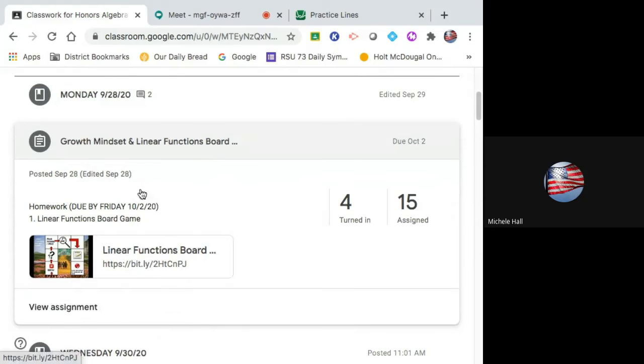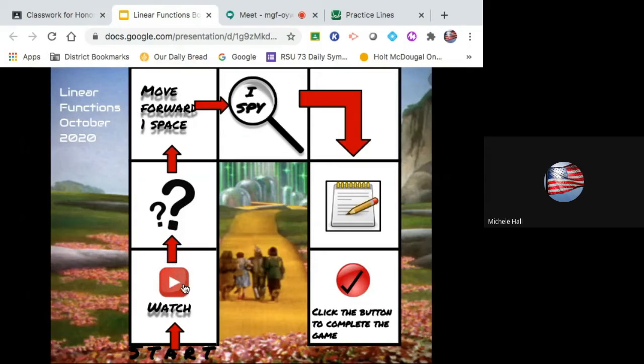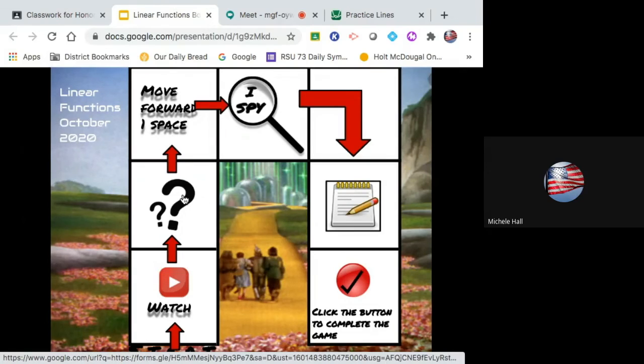Here's the game board. This should have just been materials. So here's the assignment right here. You start here by watching a video, and then there's a question mark right here. When you click on it, it brings you to a Google form, a few questions about a previous assignment that we've already done about growth mindset. So it's just asking you some questions about that video.